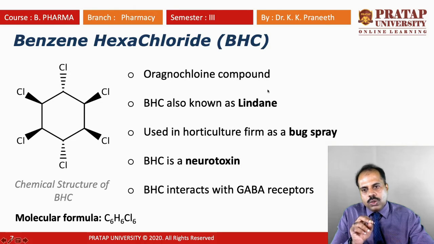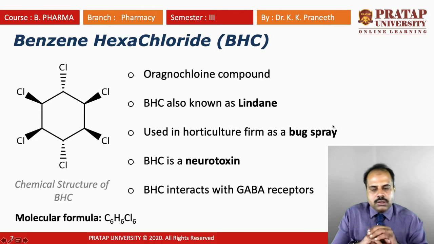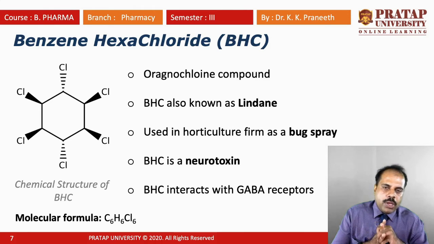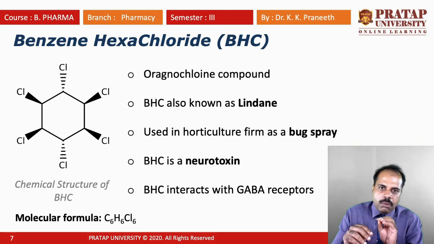So the important points to note down are: it's an organochlorine compound. Okay, it is used as a bug spray in horticulture. It's a neurotoxin. How does it interact in the human body? It interacts with the GABA receptors.